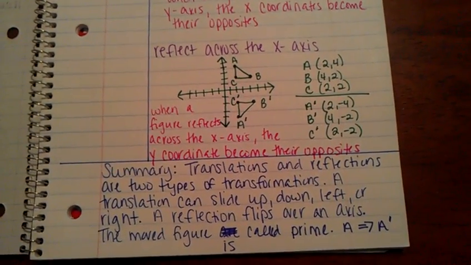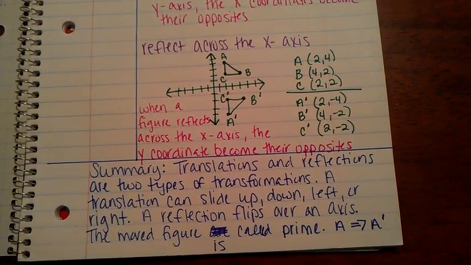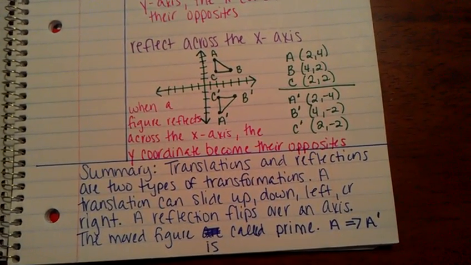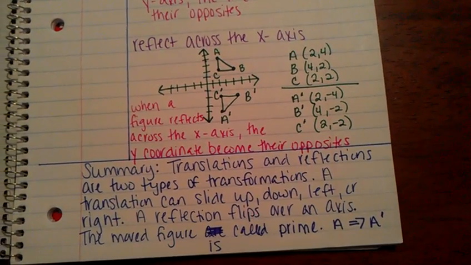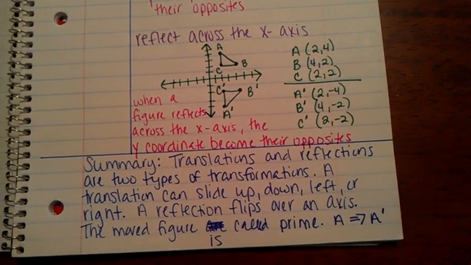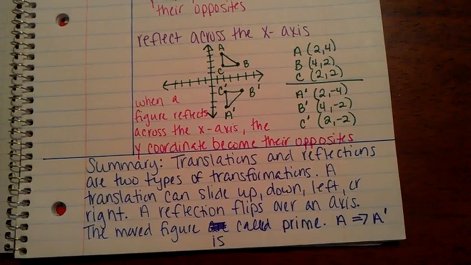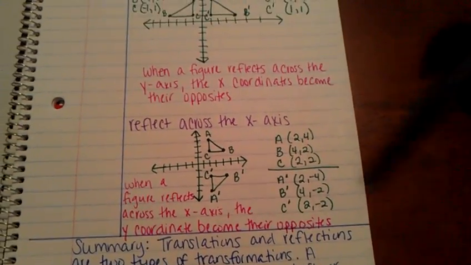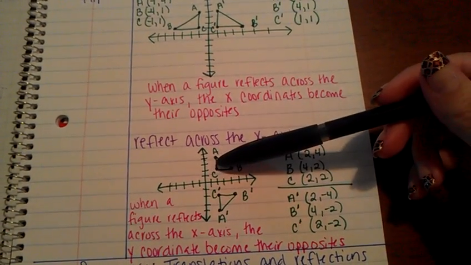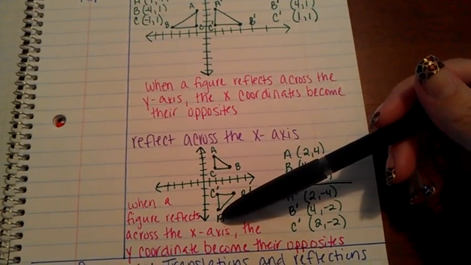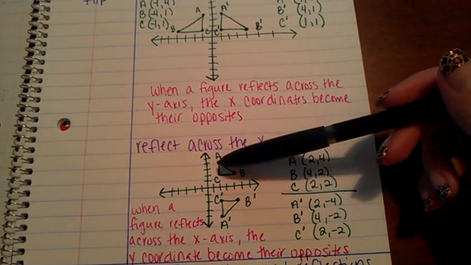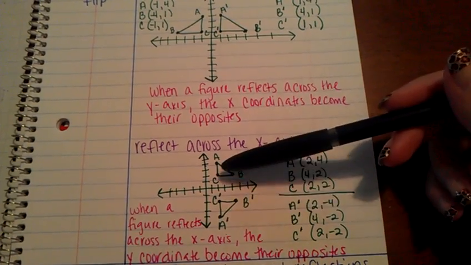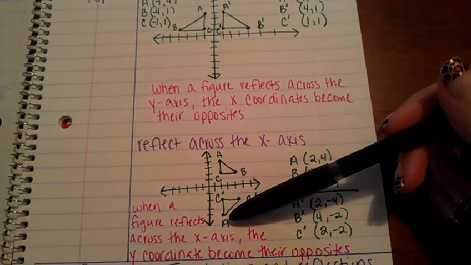In summary, translations and reflections are two types of transformations. A translation can slide up, down, left, or right. A reflection flips over an axis. The moved figure is called prime. A becomes A prime. So let's just say, for instance, that they gave you A and they gave you A prime. Well, how do you know what happened? Did it flip down? Did it flip up? That's how you know, because A prime is what happened after the transformation occurred.